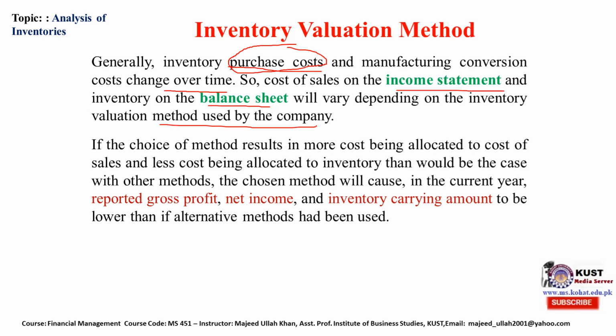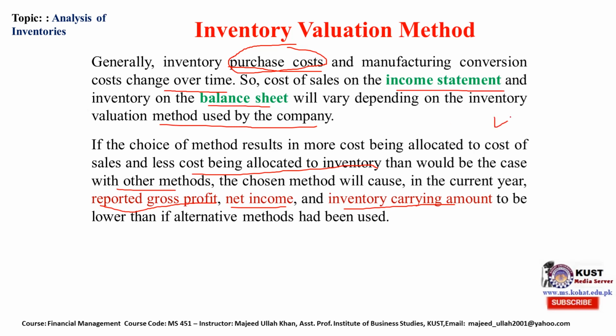If the choice of method results in more cost being allocated to the cost of sales and less cost being allocated to inventory than would be the case with another method, then the chosen method will cause the current year's reported gross profit, net income, and inventory carrying amount to be lower than if the alternative method had been used.